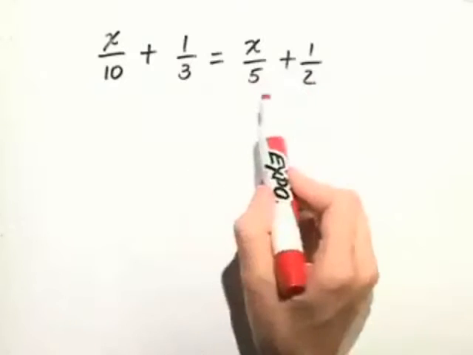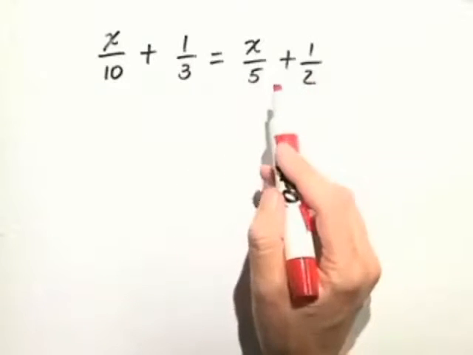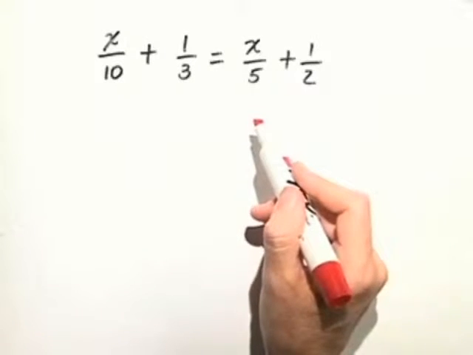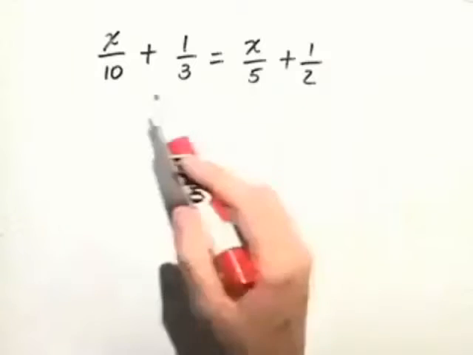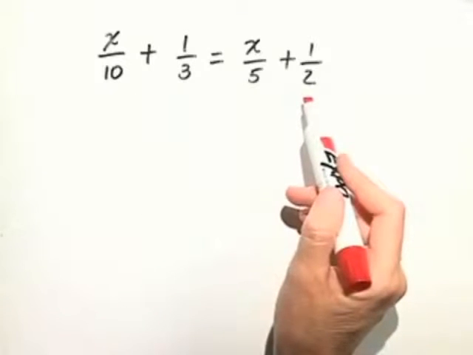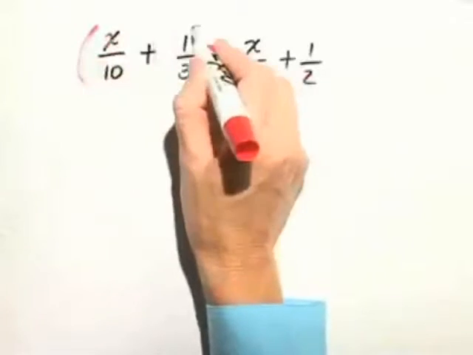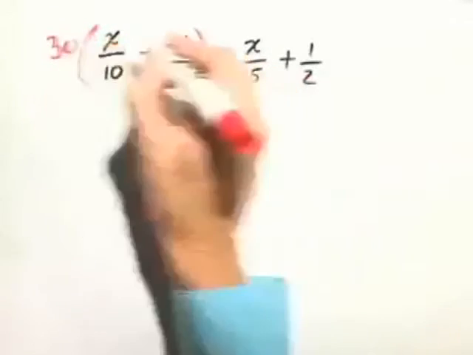So let's take both sides of this equation and multiply it through by 30. Another way you could figure out what you should multiply the equation through by is to ask yourself what would be the least common denominator if you were going to add all these numbers. So let's choose to multiply both sides of this equation through by 30.